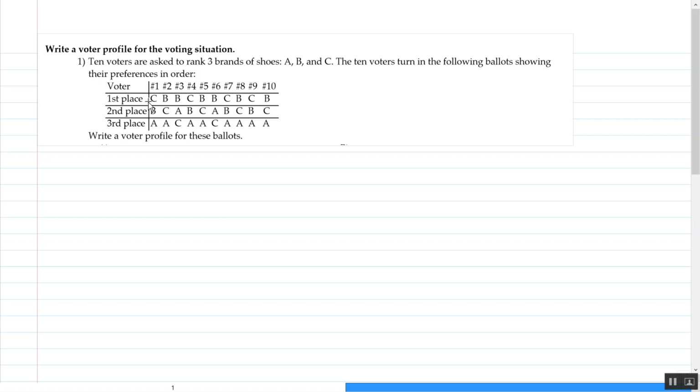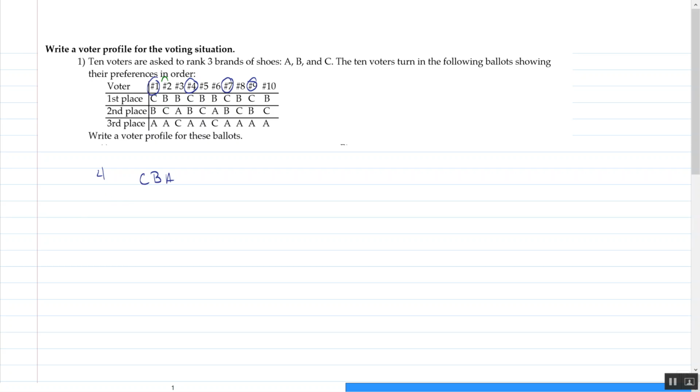So notice that this first person has ranked them CBA. So how many others did that? Number 1 did, ranked CBA. Number 7 has CBA, and number 9. So 4 people ranked them C first, B second, and A third. All right, let's try the next one.